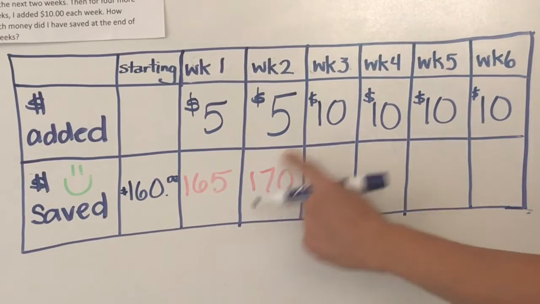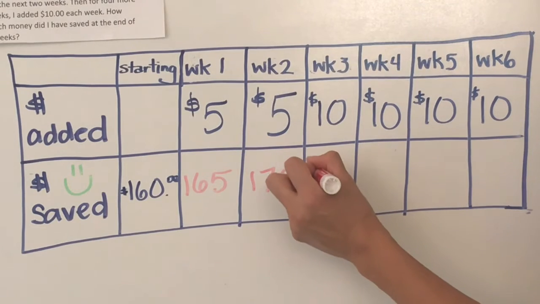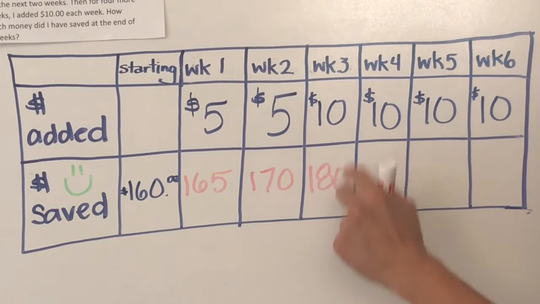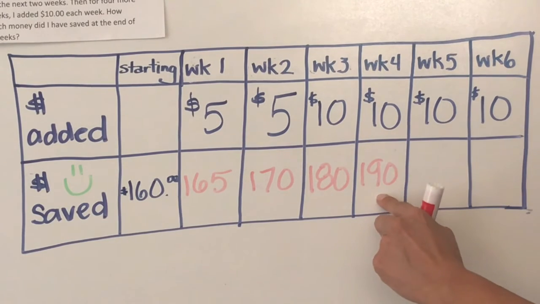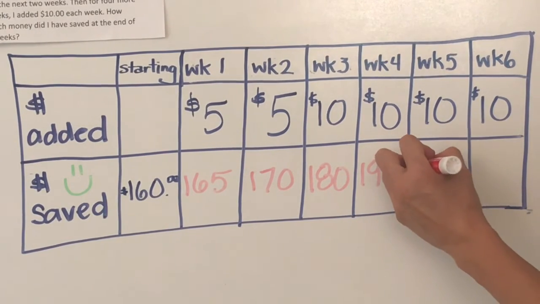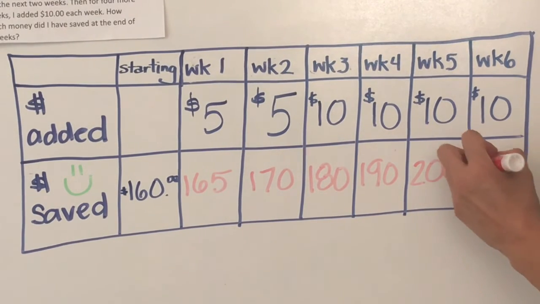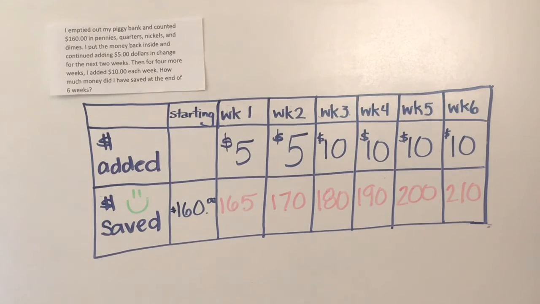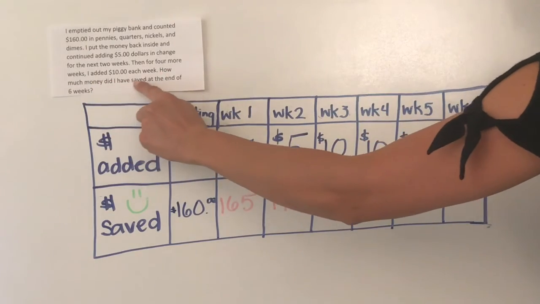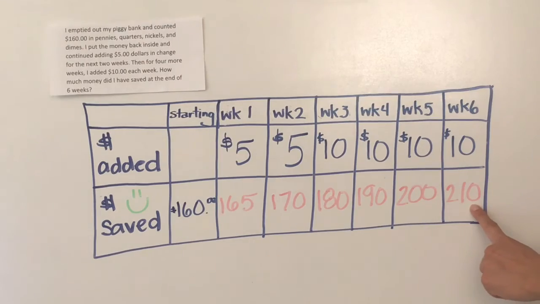So 170 plus 10 is 180. $180 plus 10 is 190. 190 plus 10 is 200. 200 plus 10 is 210. Your answer to how much money did I have saved at the end of 6 weeks, it would be $210.